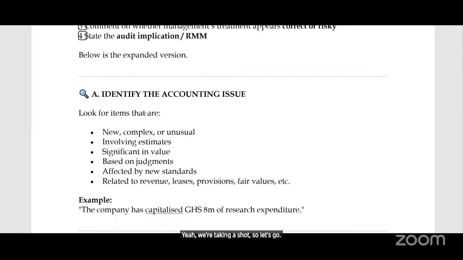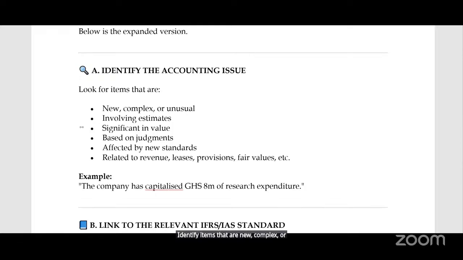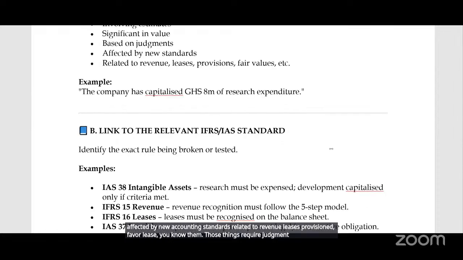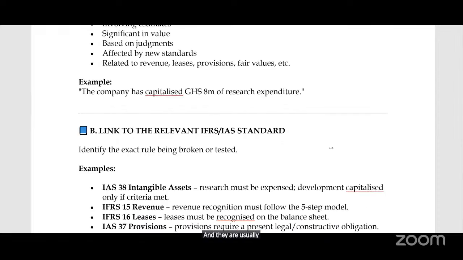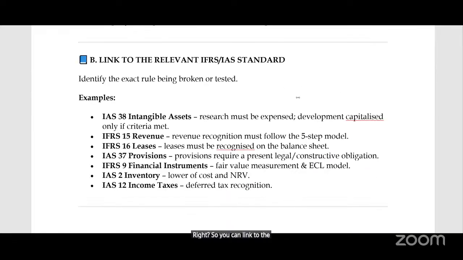Okay, good. So usually when it comes to accounting issues, identify items that are new, complex, or unusual, involving estimates, significant in value, maybe based on judgment, affected by new accounting standards, related to revenue, leases, provisions, fair values. You know them. Those things require judgment, and they are usually complex. Like the company has capitalized 8 million of R&D expenditure, right? So you can link to the relevant accounting standard, right? So identify the exact rule being broken or tested. So IAS 38, intangible assets. Research must be expensed, development must be capitalized only if the criteria are met.